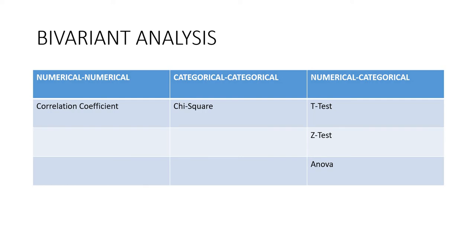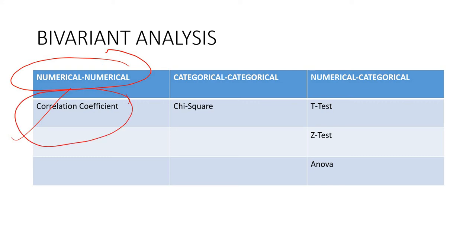For bivariant analysis, I told you there can be an option of numerical and numerical, that is a correlation coefficient. At that time, when both the variables are numerical, we will go with correlation coefficient, Pearson correlation coefficient. There is a separate video on Pearson correlation coefficient in the playlist statistics. Please watch it. These terms: standard deviation, correlation coefficient, covariance, inter-quartile range, mean, median, mode, are very important. Please try to learn them.